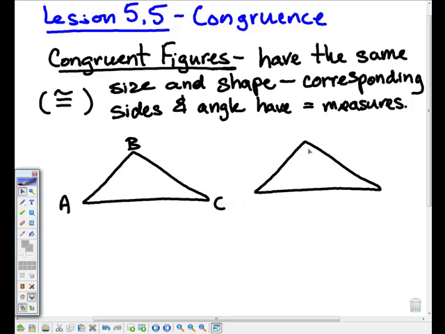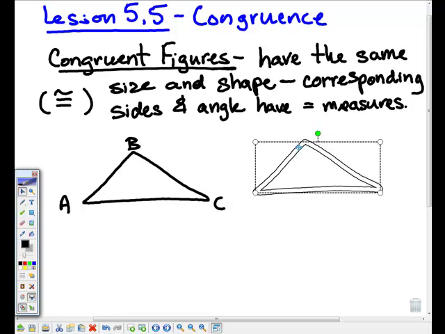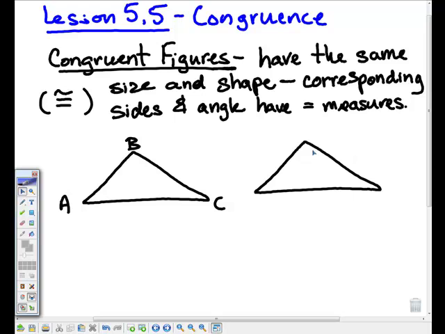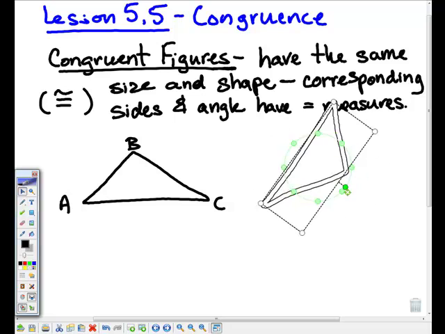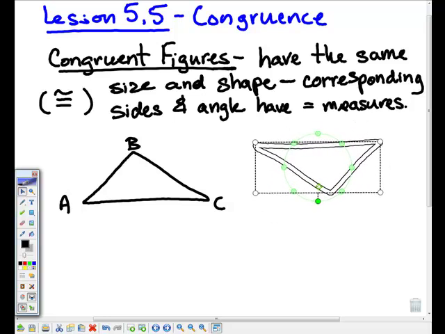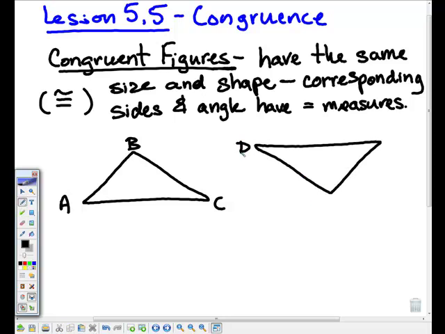But to be tricky, I don't want you to just draw it just like that. I want you to try to draw it where it's, if I can grab the green dot, where it's flipped over. Okay. And then let's label this triangle D, E, F. So as we look at our two triangles, they should be identical. And then we're going to write what's called a congruent statement.